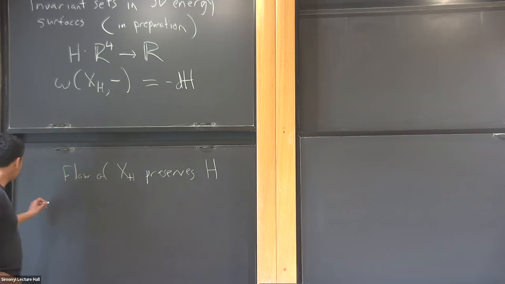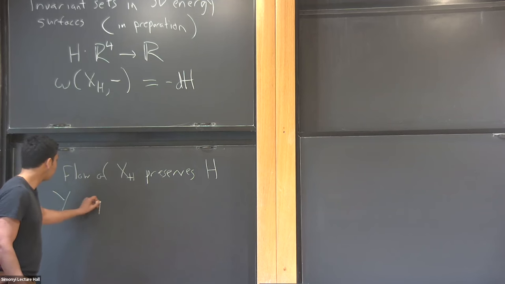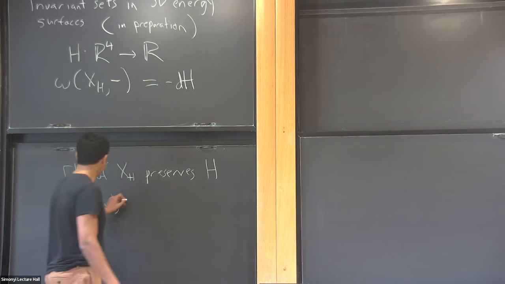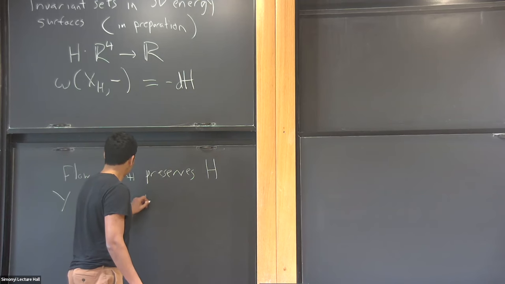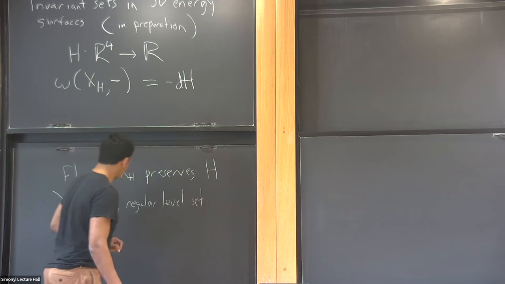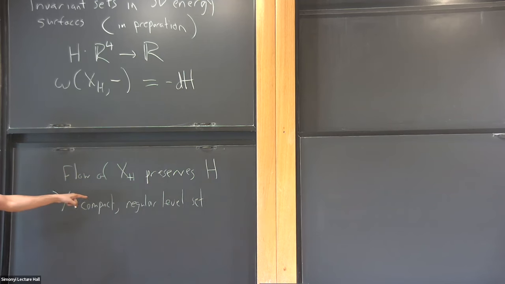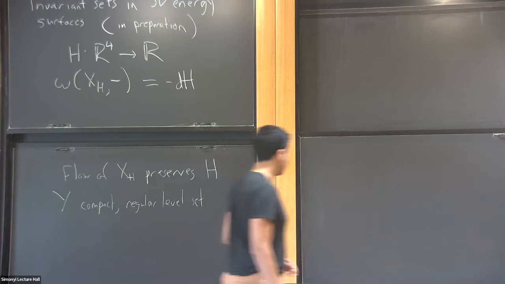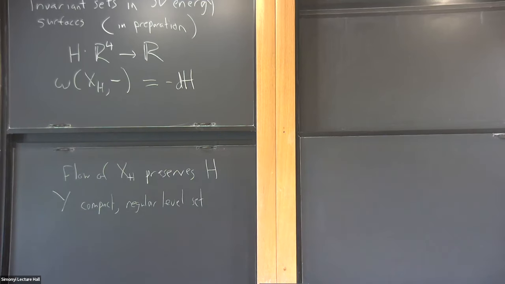So I'm going to use the notation Y to denote a compact regular level set. By regular level set, I just mean that Y is the preimage of a regular value of H. Okay, so just to do some drawings, there's lots of different types of level sets that are pretty interesting.